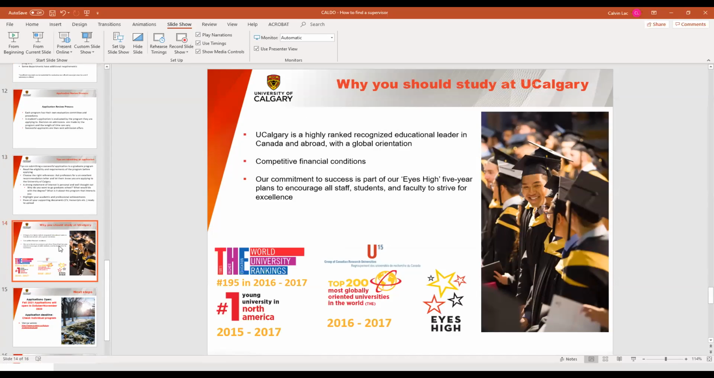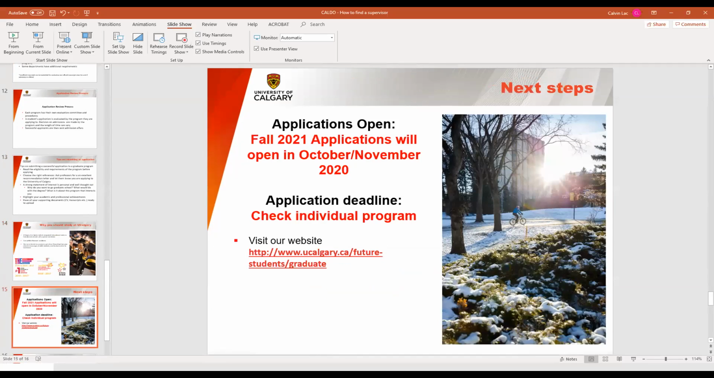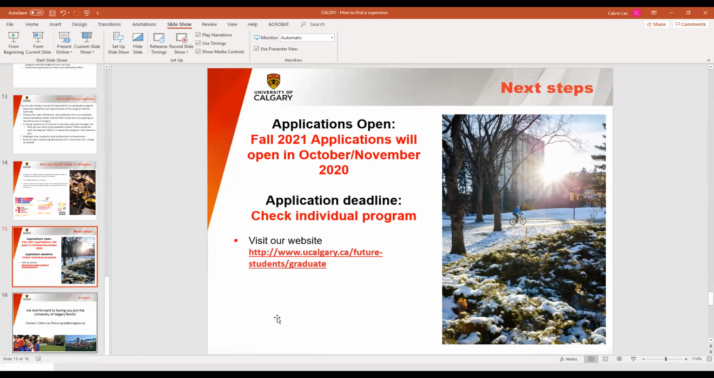This is some highlights of our university. Most applications for the fall 2021 term will open in October and in November. Each graduate program has their own admission deadline. So it's best to view the program that you are interested in to see what their application deadline is and what documents you need to have for your application, and if a supervisor is needed prior to applying to the program.